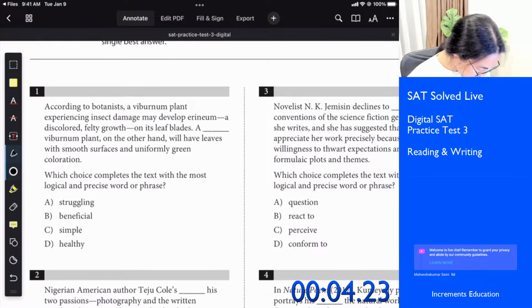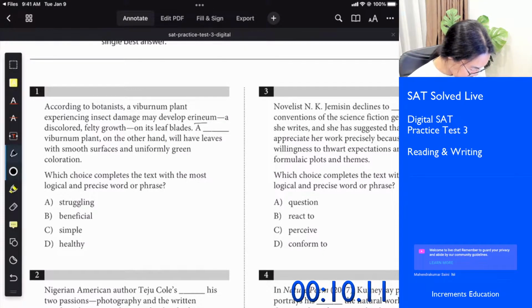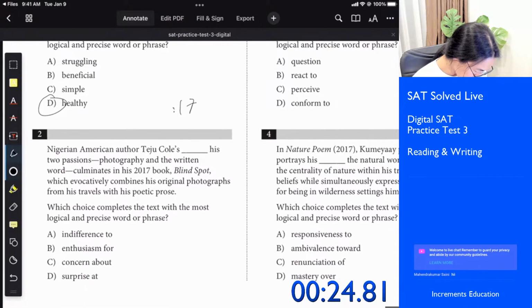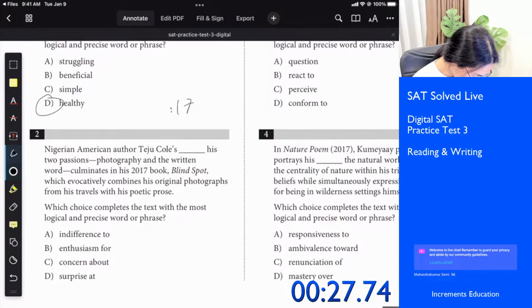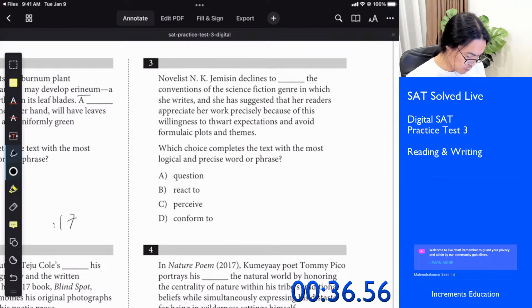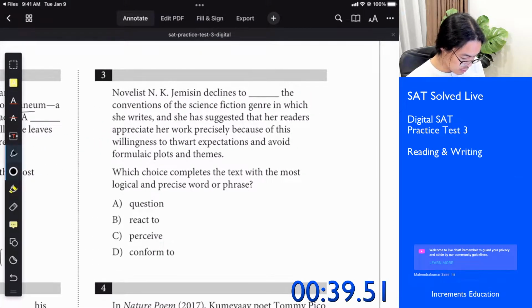According to botanists, a viburnum plant might develop erinium. A viburnum plant, a healthy, oh my God, I struggled with that one for a second. Okay. Nigerian American Tejucole's something combines. Yep. Enthusiasm 33. I am doing a little faster than last section. Declines to the conventions. Decides to conform to, right?